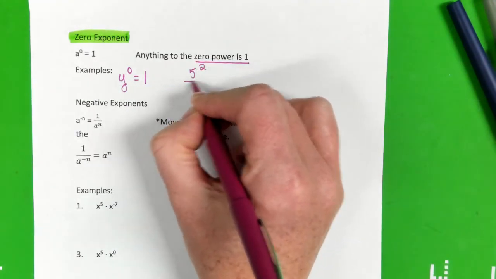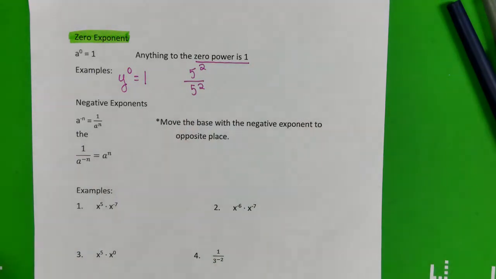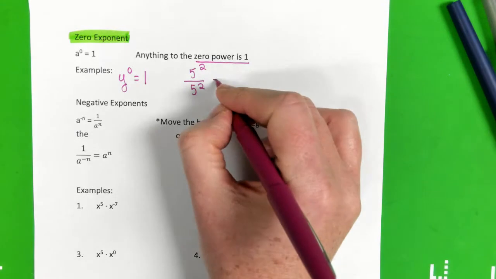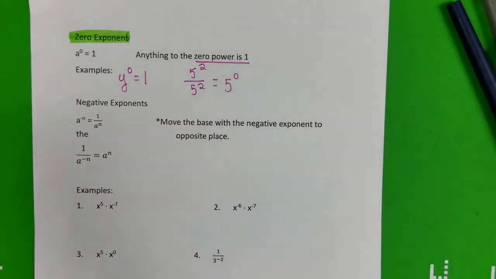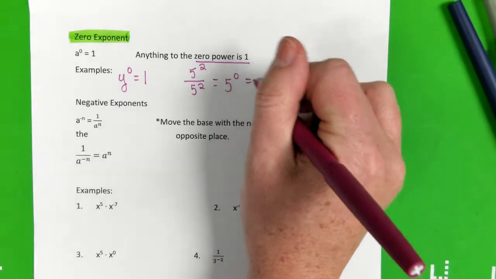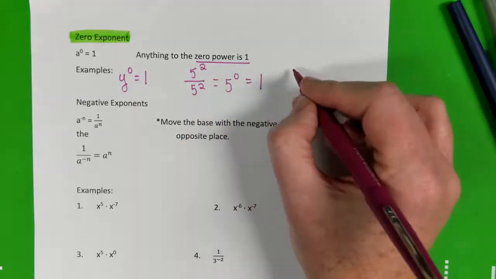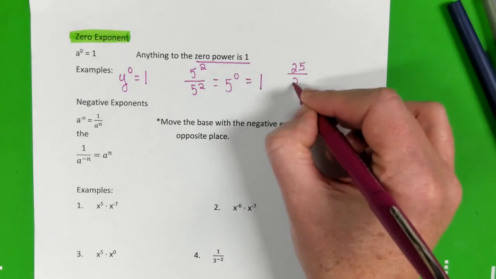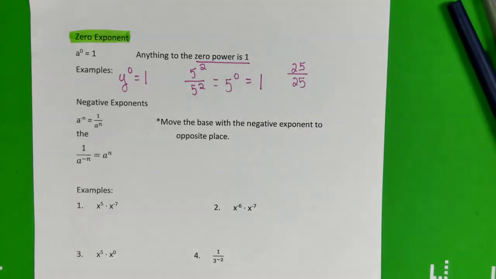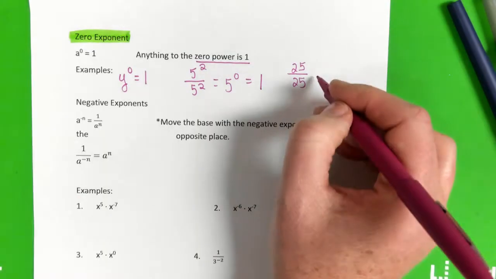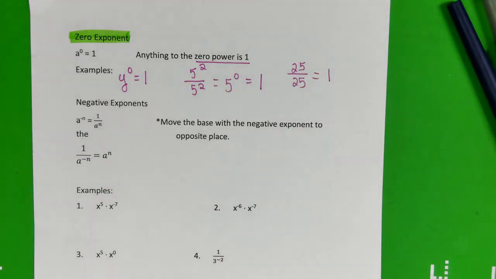5 squared over 5 squared. Let's talk about that. We would say 2 minus 2, right? And we would say that that's 5 to the 0 power. We might just completely cancel it out. That is equal to 1. Why is it 1? You're saying that doesn't make sense. Well, let's think about this. This is technically 25 divided by 25, and any number divided by itself is 1. So anything to the 0 power, anything divided by itself, is 1. That's it. That's all you have to know about zero exponents.